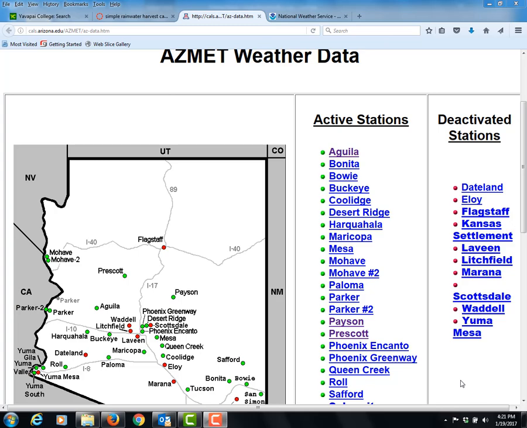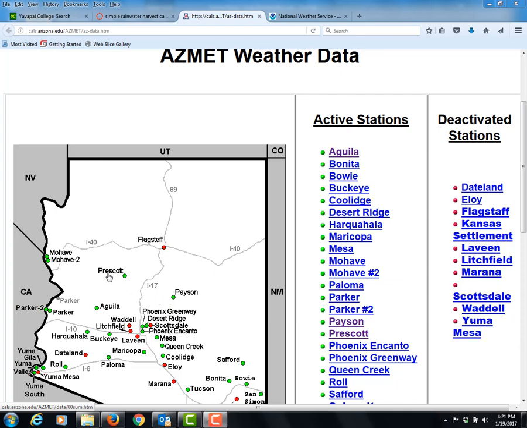Hello class. I'm going to give you some help today in the form of this screen capture. We will be looking at the Arizona Meteorological Network, and they have weather stations across Arizona. Some of these are tied to very agricultural settings, with the exception of Prescott and Payson.